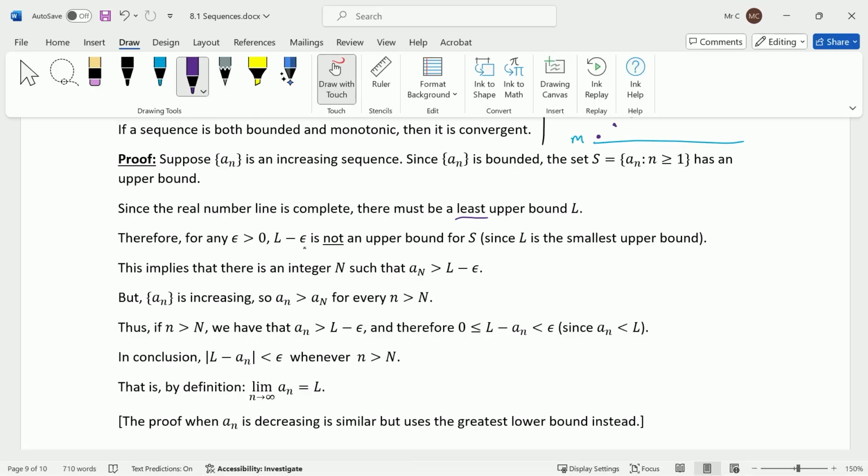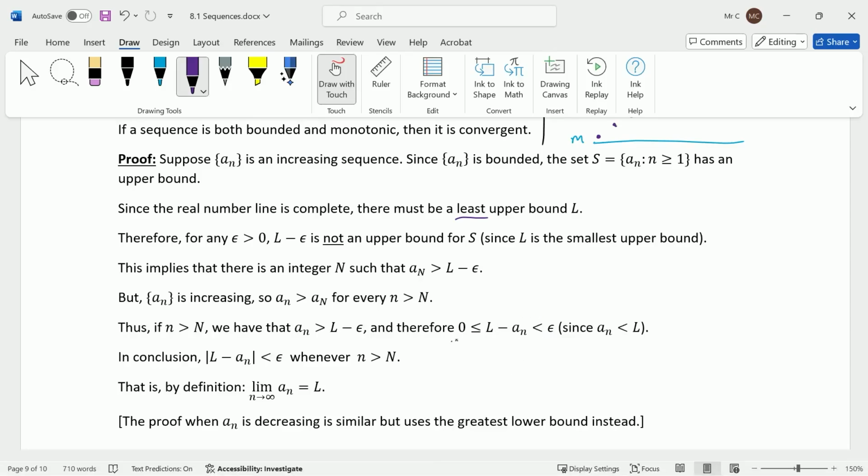Now, since L minus epsilon is not an upper bound, there must be an integer capital N such that the term a sub N is bigger than L minus epsilon. But this sequence is increasing, so all of the terms past capital N will be bigger than L minus epsilon. So we get, for any n greater than capital N, a sub n is greater than L minus epsilon, and therefore, if I subtract a sub n and add epsilon to the other side, we get that L minus a sub n is between 0 and epsilon.